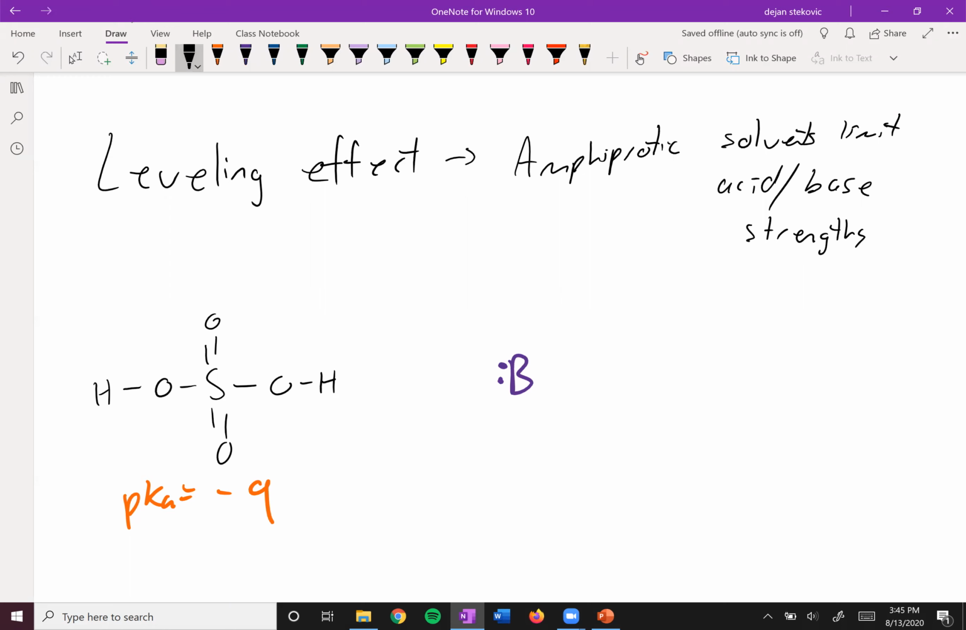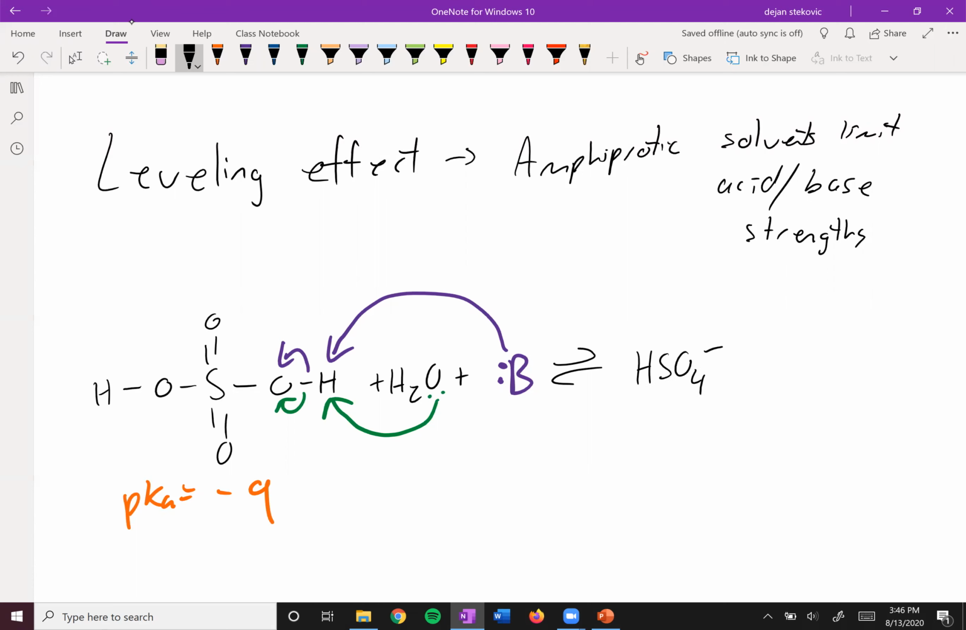But then you choose to do it in a solvent of water, right? Well, then the question is, what's going to happen? Is this base going to deprotonate the hydrogen? Or is water going to interfere and deprotonate it instead? And well, since water is the solvent, it's the major component, right? So the water is actually going to deprotonate the sulfuric acid. And so what you'll end up with is HSO4- plus H3O+ plus B, right?